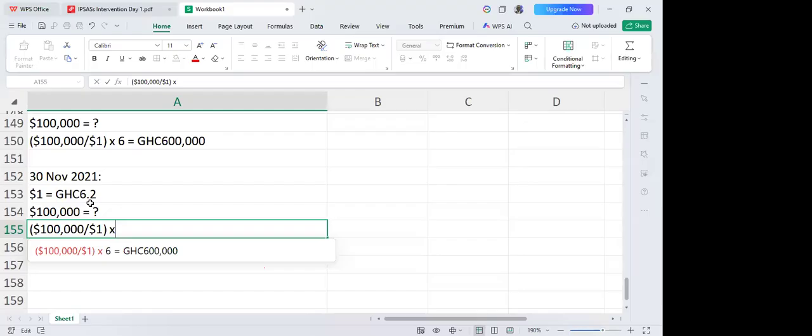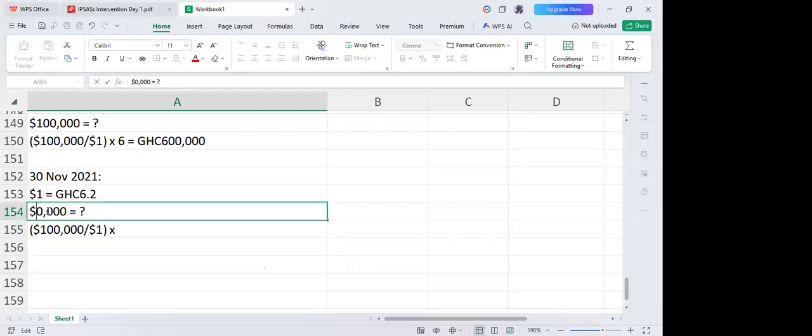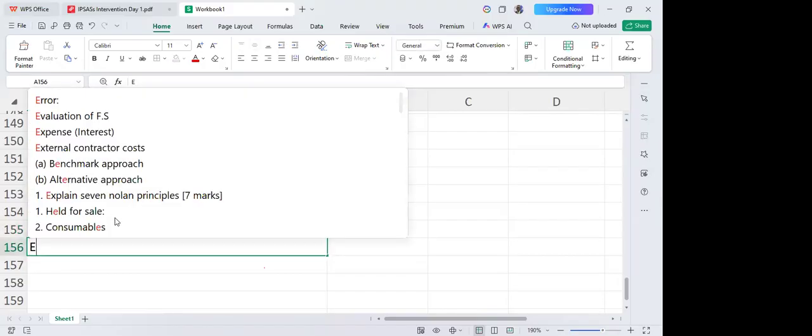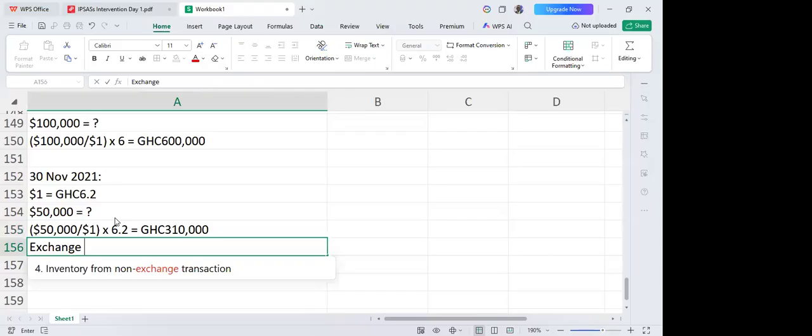We are paying half, right? So it's supposed to be 50. So let me change it to 50. It's just 50 that we are paying, so times 6.2. So what are you going to get? 310,000. Yeah, so on this date, we need to calculate for the exchange gain or loss.